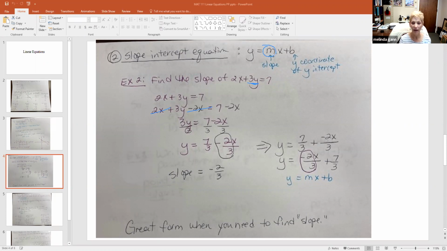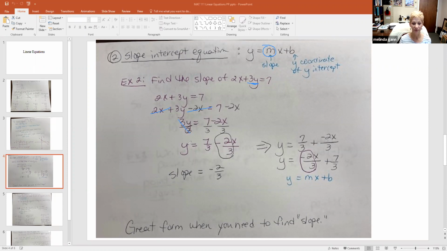Now, I don't want anything in front of that y. So how do you get rid of that 3? Well, that's why I divided by 3. But if you divide one thing by 3, you've got to divide everything by 3. So those 3's went out and left you y. Well, 7 divided by 3 won't look any better, neither will 2 divided by 3. So this is the form.